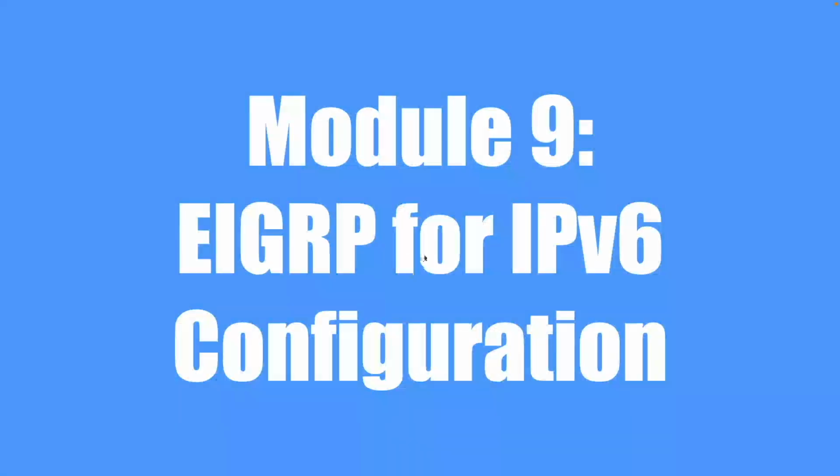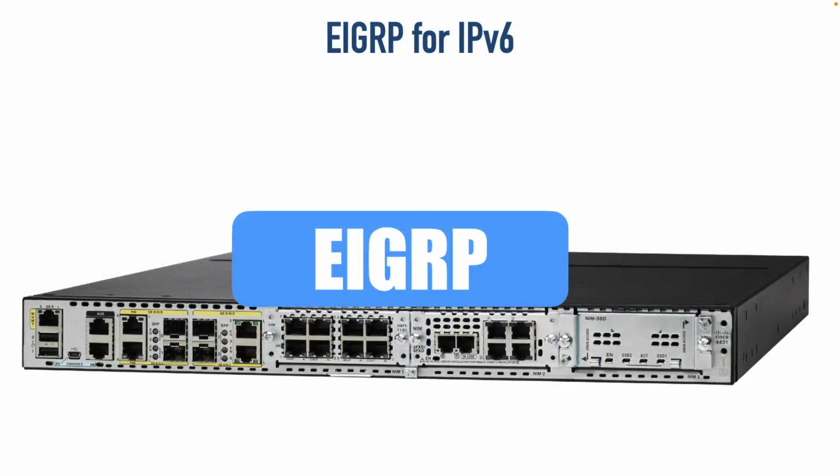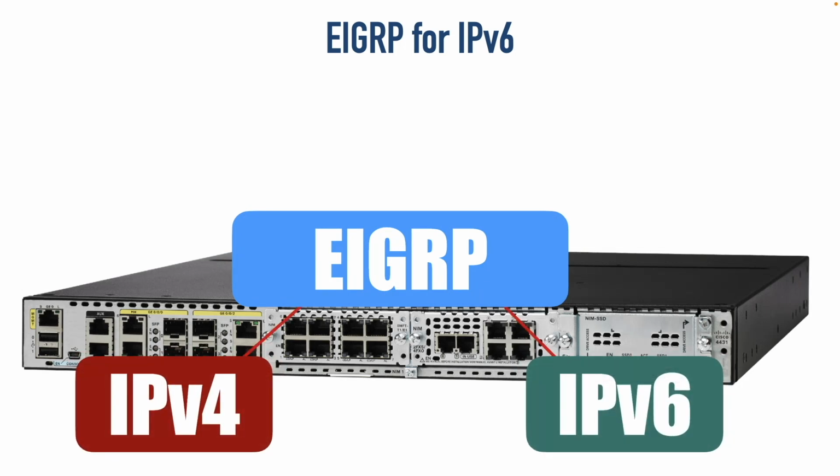Now let's pop back over to our slides and let's talk about EIGRP for IP version 6 configuration. We said that EIGRP had the ability to route for more than one routed protocol. For example, it can route for both IP version 4 and IP version 6. The traditional way of setting that up is to configure those individually. We set up routing for IP version 4, and then we turn around and set it up for IP version 6. That is the traditional way of doing it.